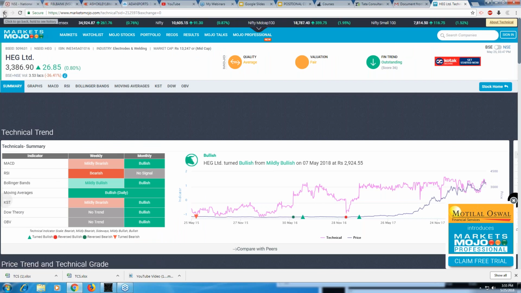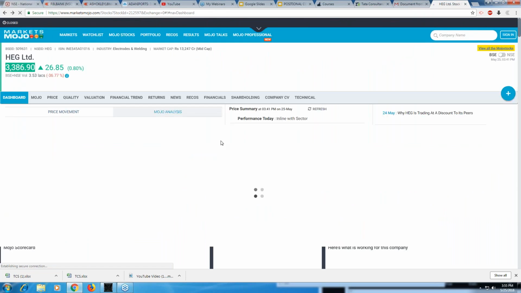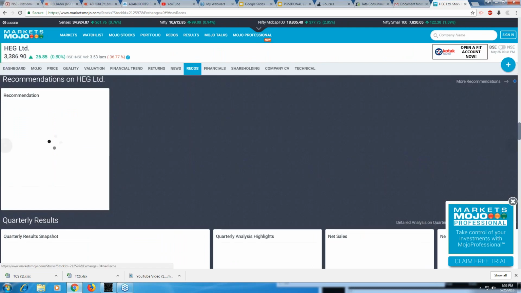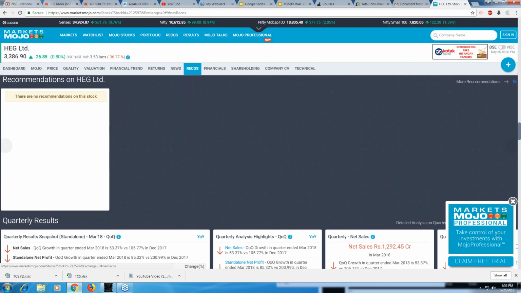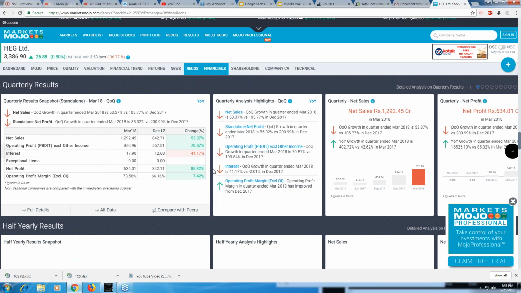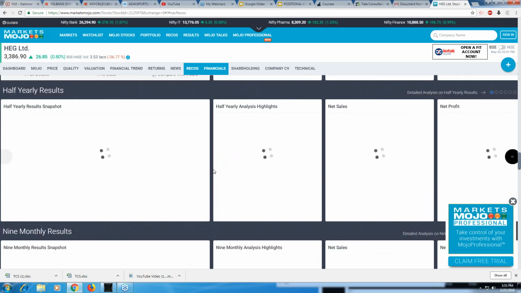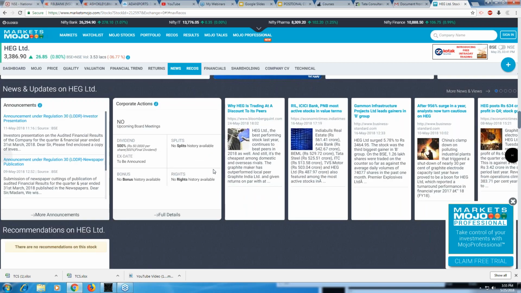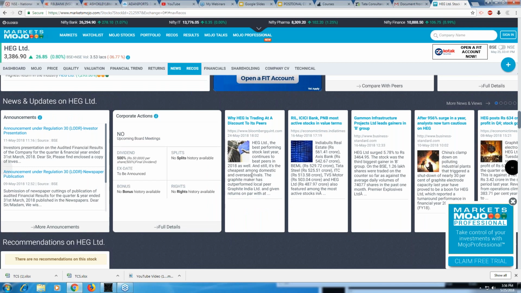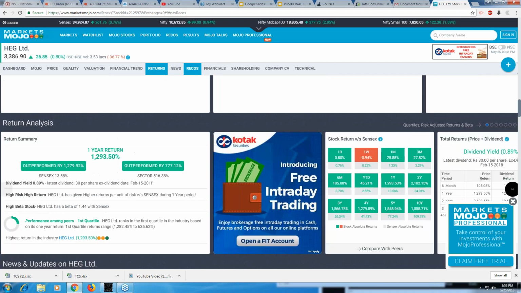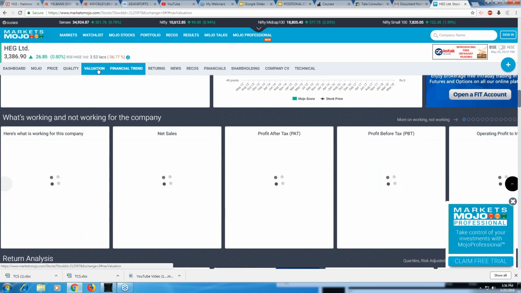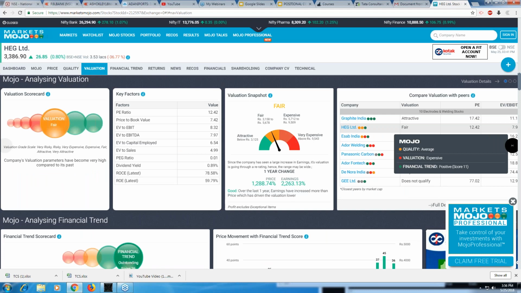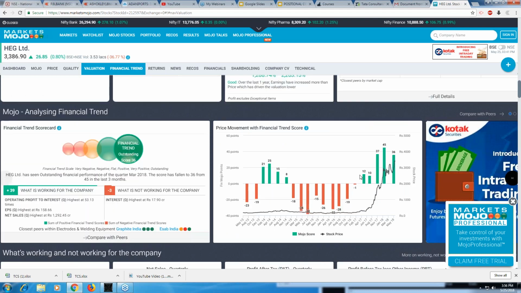Then you can just go back here. You can see the recos, which all buy houses are giving a buy on this, right? You can see what's happening, quarterly results, recommendations. There are no recommendations on this stock, announcements, right? Everything that you want to know about this particular stock, what's happening, valuation, you can check the valuation, scorecard, everything. So explore the website, you will be able to figure out many more things.